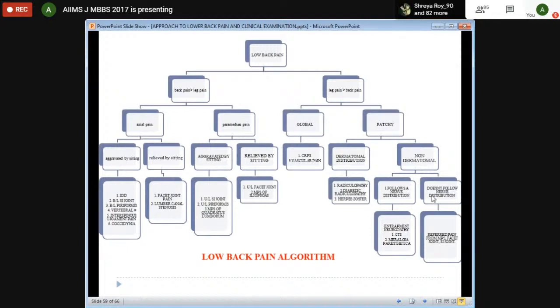Suppose the patient presents with low back pain, with back pain more than leg pain. Then you think of axial pain or paramedian pain. If the patient has axial pain, look at aggravating and relieving factors. If it is aggravated by sitting, think of conditions like internal disc disruption, bilateral SI joint involvement, bilateral piriformis, vertebral fracture, interspinous ligament pain, coccydynia. Suppose the patient gets pain relief by sitting, then think of facet joint pain, lumbar canal stenosis and work up accordingly.